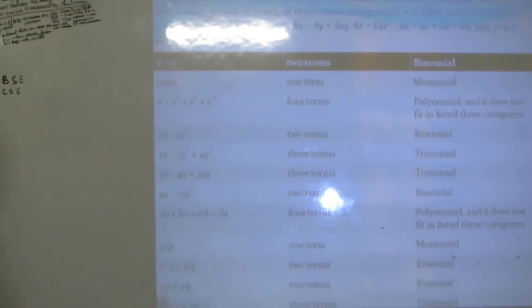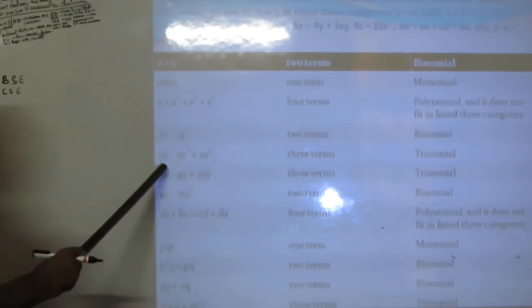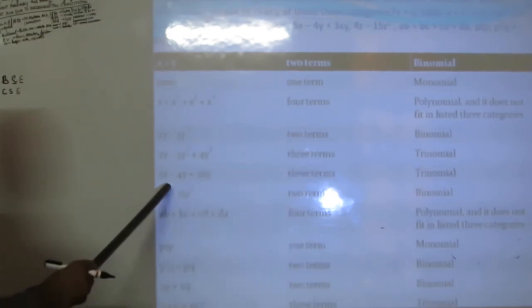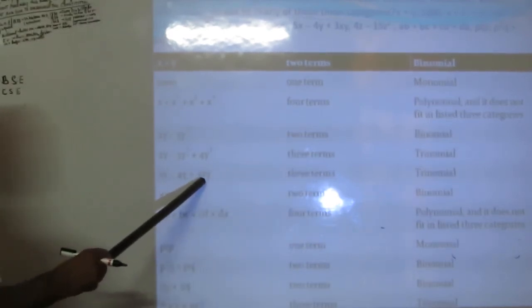Now again, 2y minus 3y square. It has two terms, so it is binomial. Next is 2y minus 3y square plus 4y to the power 3. It has three terms, so it is trinomial. Next is 5x minus 4y plus 3xy. It has three terms. First is minus 5x, second is minus 4y and third is plus 3xy. So it is trinomial.